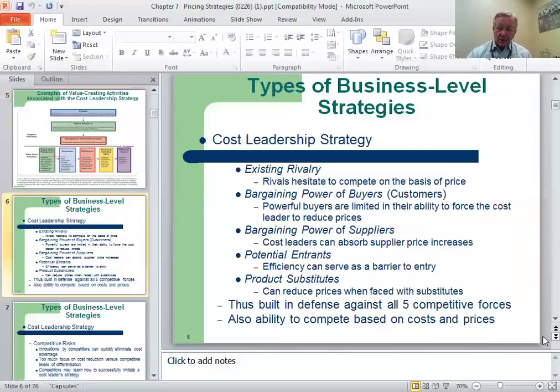So Dell Computer is a master of the supply chain, low cost provider, and a commodity business, PCs and the like. And so they basically have eliminated the middleman, right?